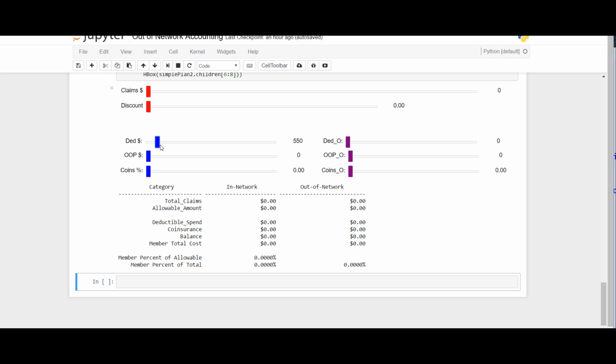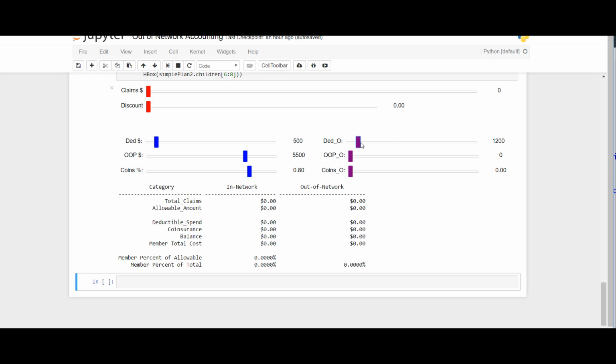So we're going to work with the example we've been using in the past, and we're going to say this plan's got a $500 deductible in network, an out-of-pocket maximum of $5,500, and then a co-insurance rate of 80/20. 80% paid by the plan, 20% paid by the member.